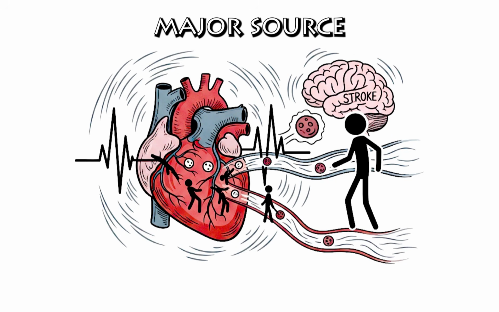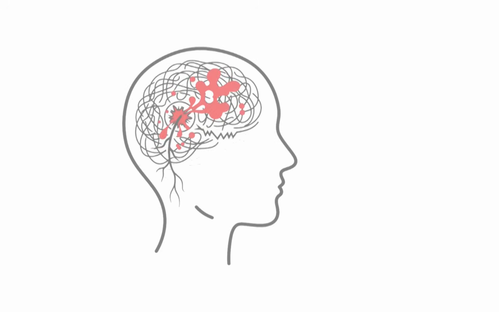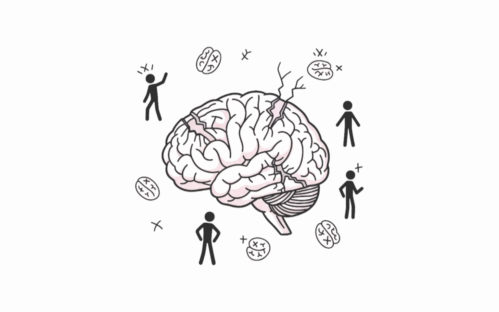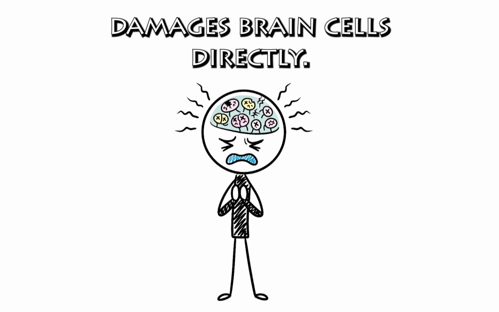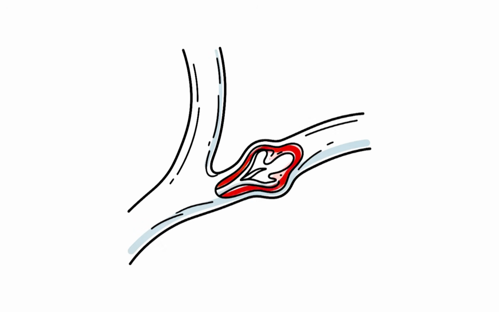Atrial fibrillation is a major source of these traveling clots. Hemorrhagic strokes occur when a blood vessel in the brain ruptures and bleeds into surrounding tissue. This bleeding increases pressure inside the skull and damages brain cells directly. Common causes include uncontrolled high blood pressure, weakened blood vessel walls, and aneurysms.